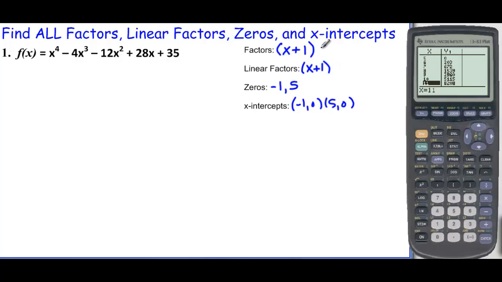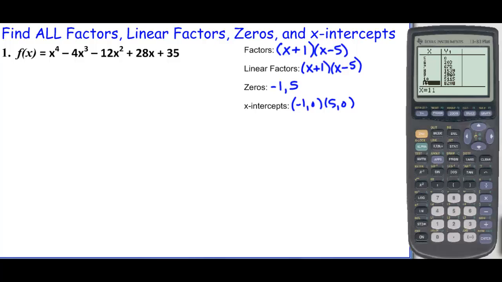And because I have 5 as a 0, I know that x minus 5 was my factor. Again, if I graph that, it would be a line because it's x to the 1st power. So that means x minus 5 not only is a factor, but it's more specifically a linear factor. So I got almost all of the work done. I got half of the work done just by looking at my calculator.